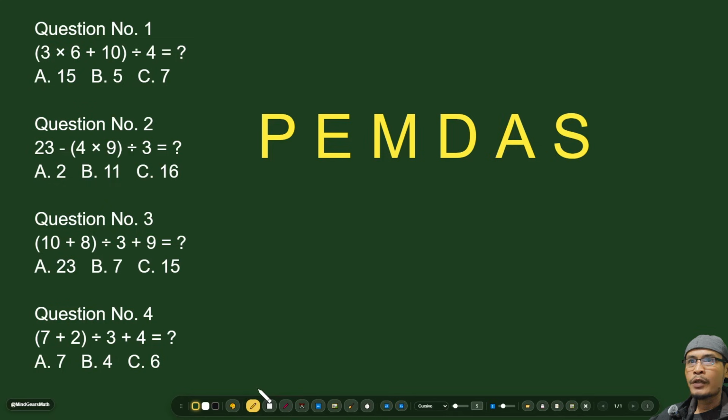Today is a practice session for problems, one rule, PEMDAS. I'll solve the first three with you step by step. The fourth one, that's your test. Let's get started. PEMDAS, quick review.